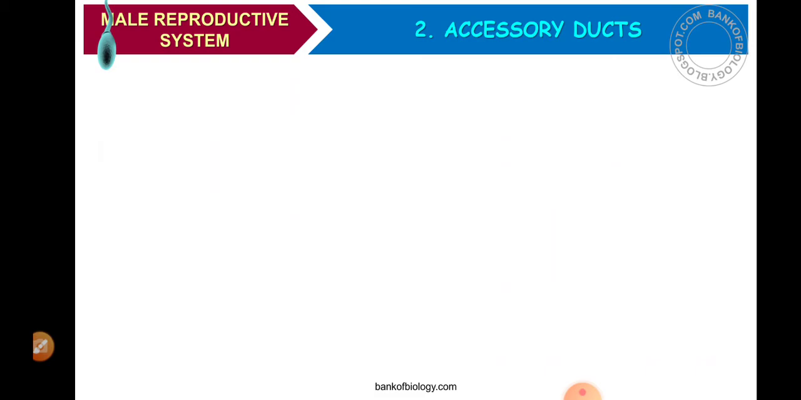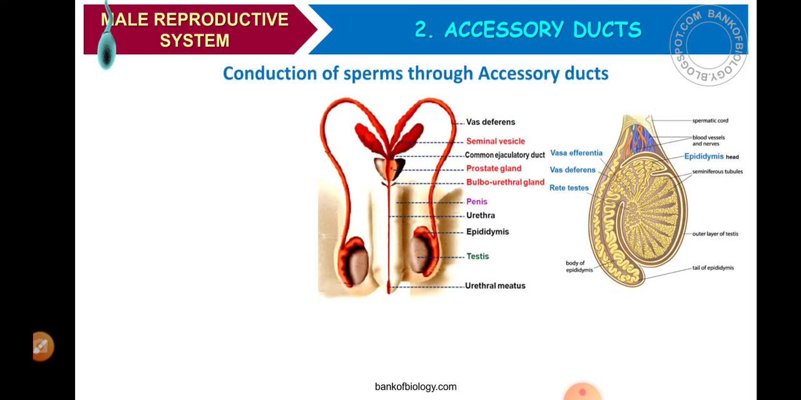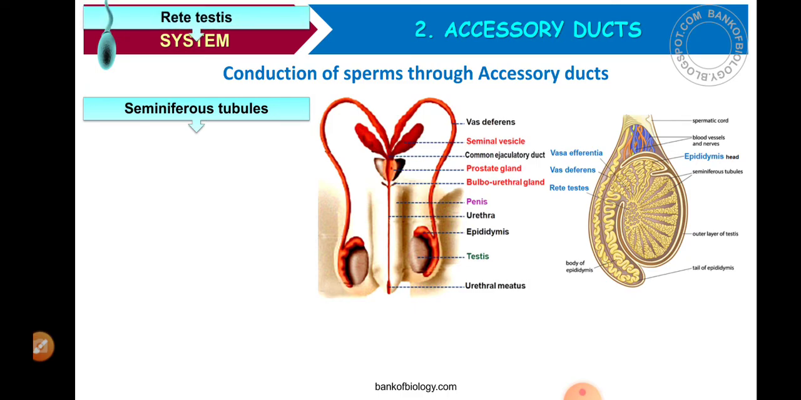Now in this slide we will see how the ducts are arranged in a series and function well to facilitate the transport of sperm from the testes to outside the body. The formation of sperm takes place in the seminiferous tubules, which are located in the testicular lobules. There are 250 lobules, and each lobule contains 1 to 3 seminiferous tubules.